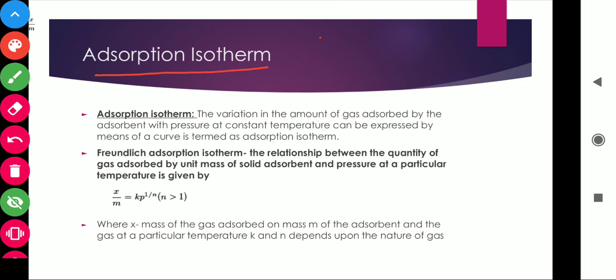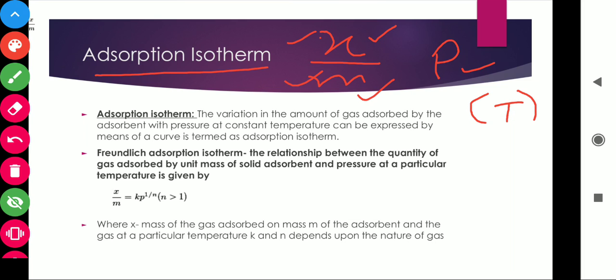Adsorption isotherm shows the relation between x by m and p. Here, what is x, what is m and what is p? P is pressure and x is mass of adsorbate. M is mass of adsorbent, at a constant temperature. This relation gives a curve that is called adsorption isotherm.